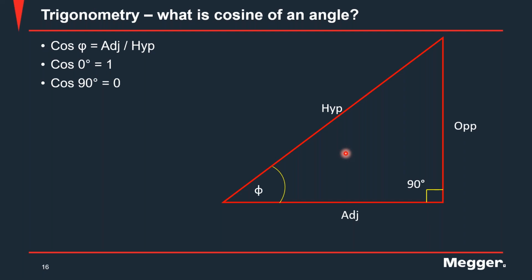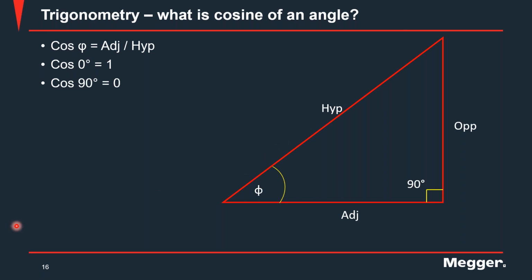Let's try to understand what we mean by cosine, because power factor mathematically is cosine of phi. So to understand power factor, we need to know what we mean by cosine. So let's take a triangle where the angle is phi. Now cosine of phi is going to be the adjacent side of that triangle divided by the hypotenuse.